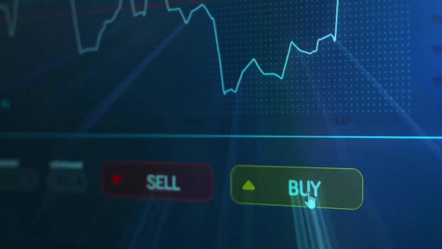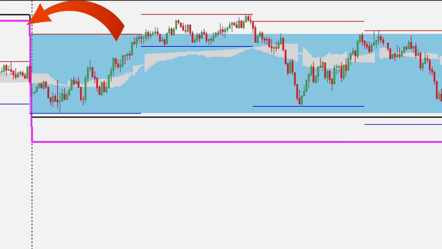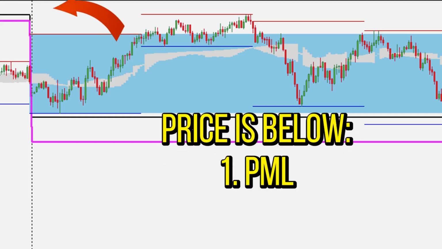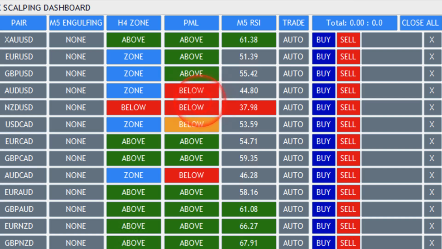Now that you have a clear understanding of the chart indicators, let's move on to applying this knowledge to find entry opportunities. To look for a sell entry, start by confirming the price is below the magenta line or prior mid-level PML, which indicates a bearish trend.